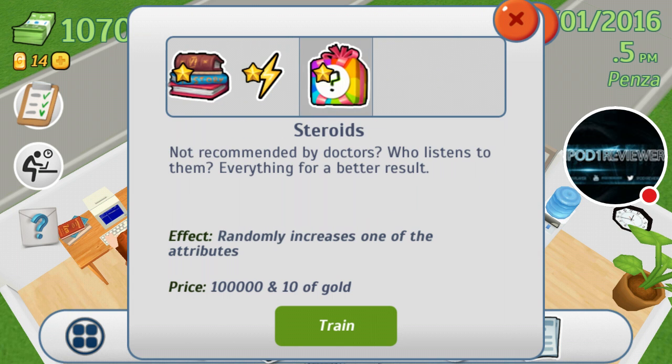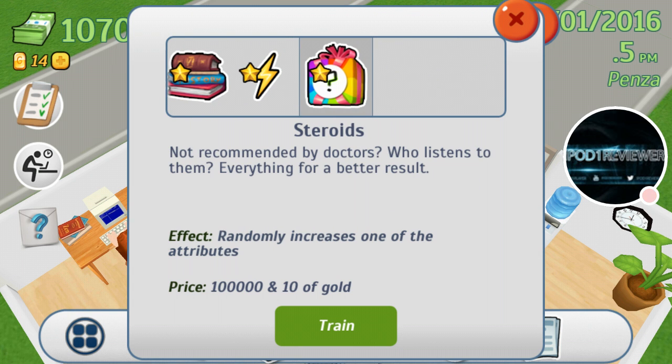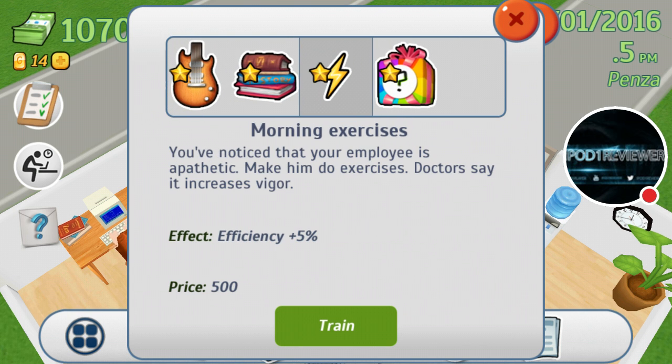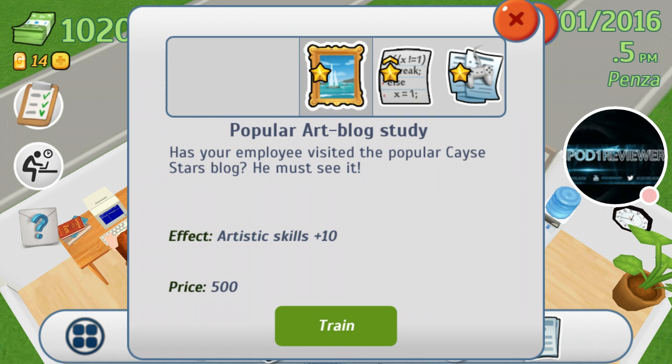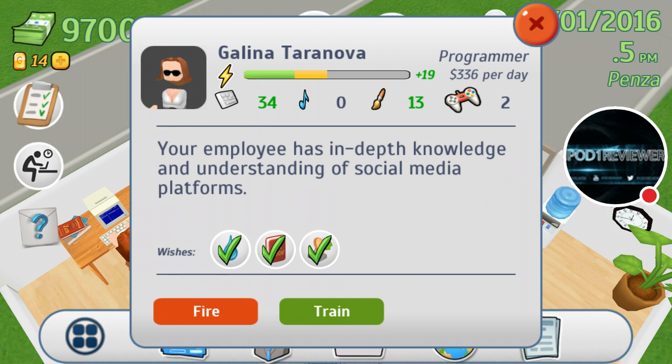Ooh, she's got a ton of things here. What? No, we don't do steroids. Okay. Okay, yeah, honey, you can use the training. Do the training. All right, so cool. If I train her, I should be getting some money. Where's my money?